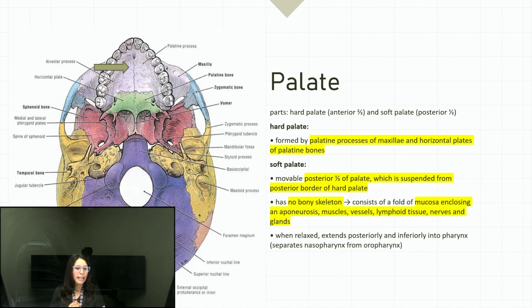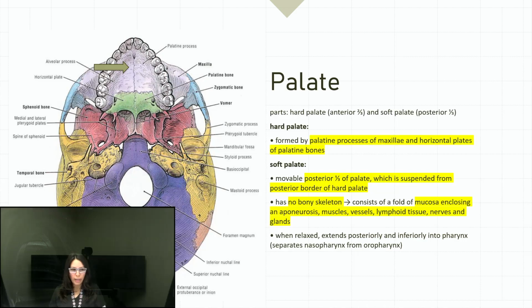Now, since I already mentioned the palate, it has two parts. There's a hard palate, which is the more anterior two-thirds of the palate, and there's a soft palate, which is the more posterior one-third. The hard palate is mainly formed by the palatine processes of the maxilla. And so you can see right here in this picture from an inferior angle of that superior area of the palate. And then also the horizontal plates of the palatine bone. So here you can see in green the horizontal plates of the palatine bones.